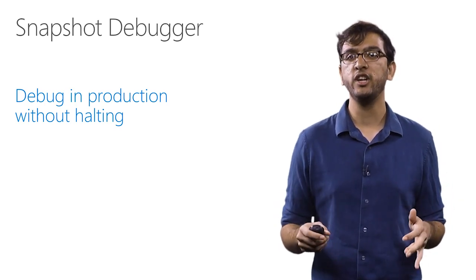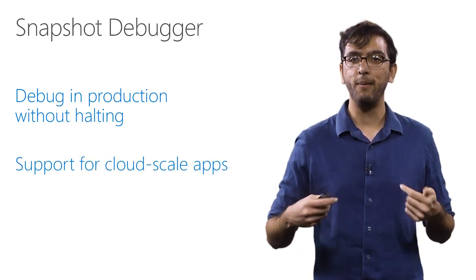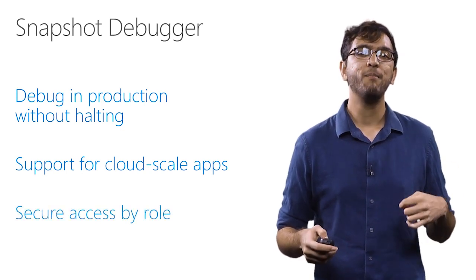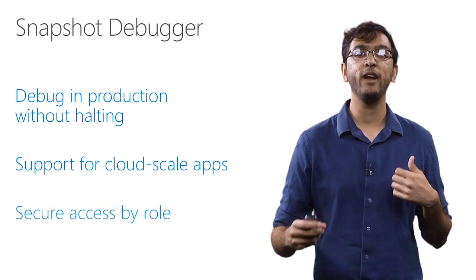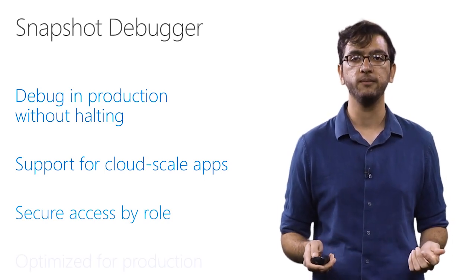Now, the Snapshot Debugger is something that we've built that essentially allows you to use the full fidelity of the Visual Studio Debugger in production. The big difference is that the Snapshot Debugger does not halt or affect your application very much at all. The Snapshot Debugger supports your applications even if they're running at a cloud scale, and it's secure by role-based access control to make sure only people who are authorized to use this tool are enabled to use it.